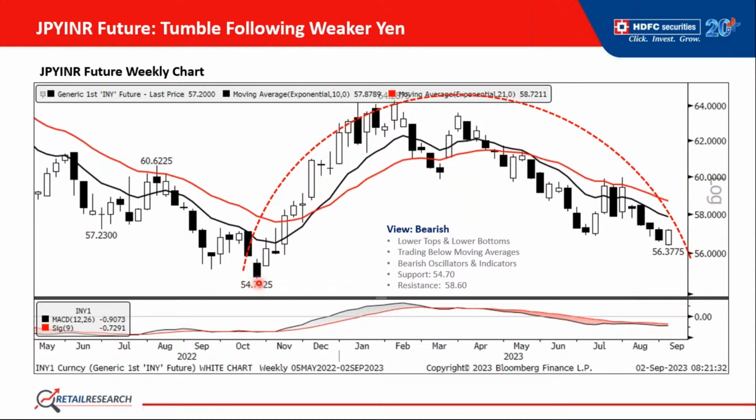You can see that 54.73 was the low in the October month, and we are almost near that level. We have seen lower top, lower bottom formations on the weekly chart, but as you can see, the level at the time of 54.73 and the level at the time of 56.75 are quite different. What we are seeing is that the trend is exhausting.